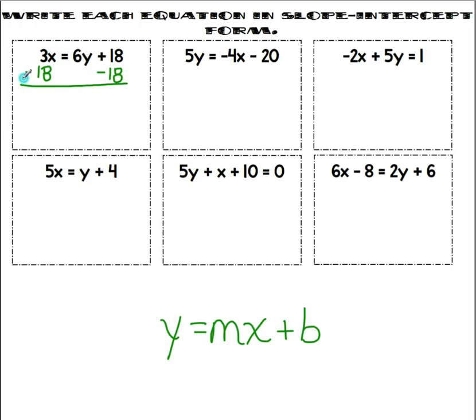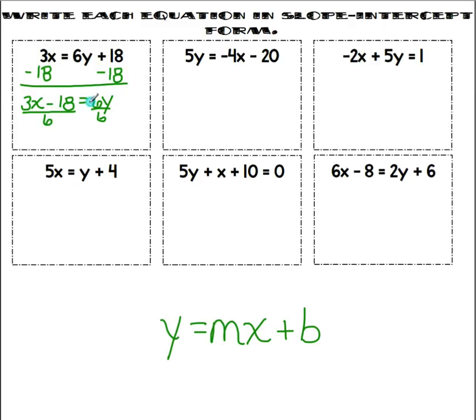Be careful here that you have 3x minus 18. You can't combine these terms. They're not like terms, so don't try to subtract those. So we have 3x minus 18 equals 6y. We are closer to getting y by itself, but now we need to undo this multiplication of 6, so we are going to divide by 6.